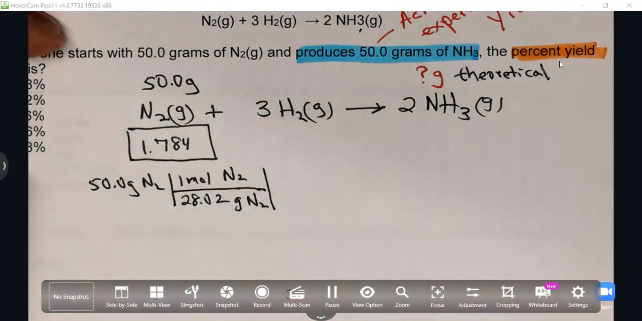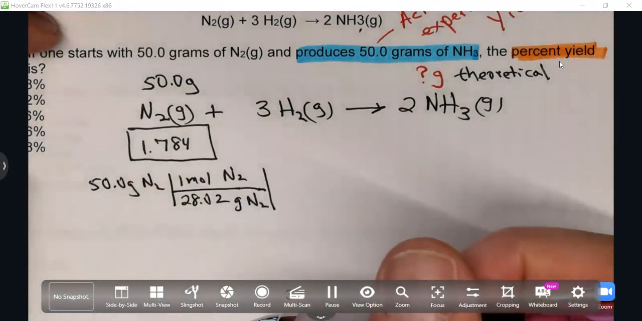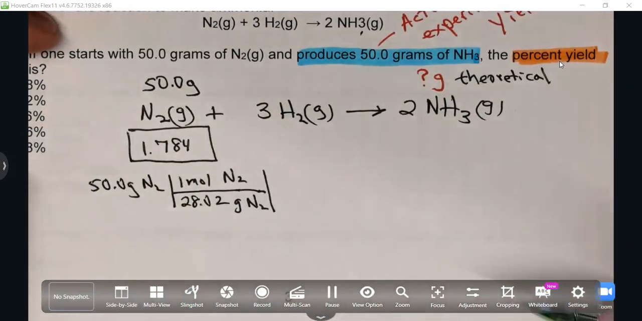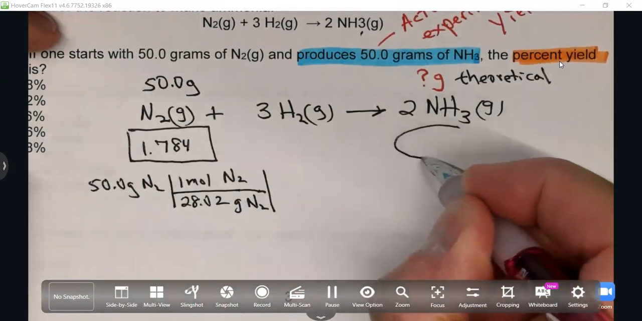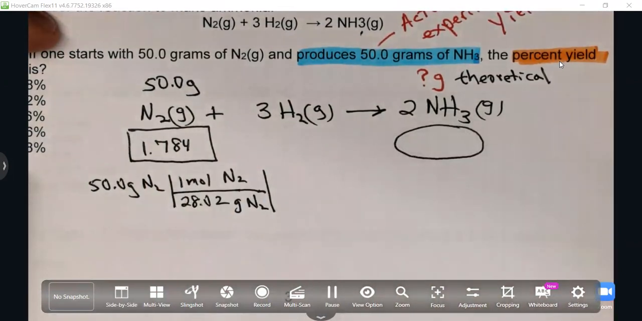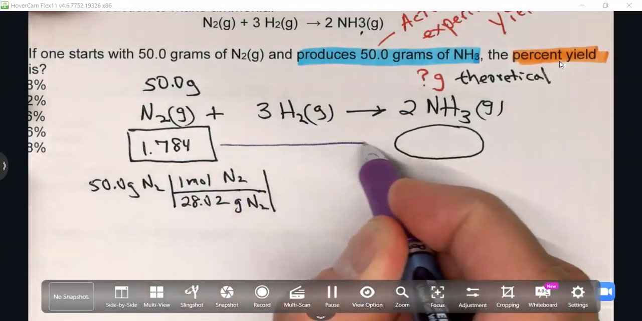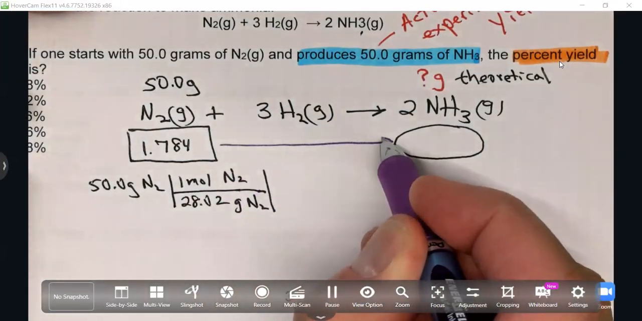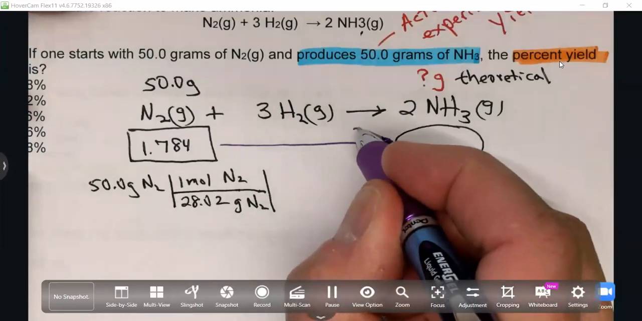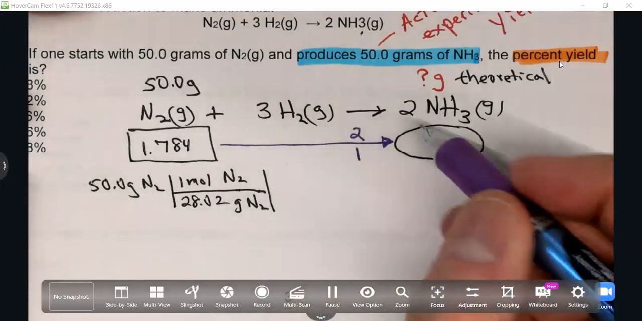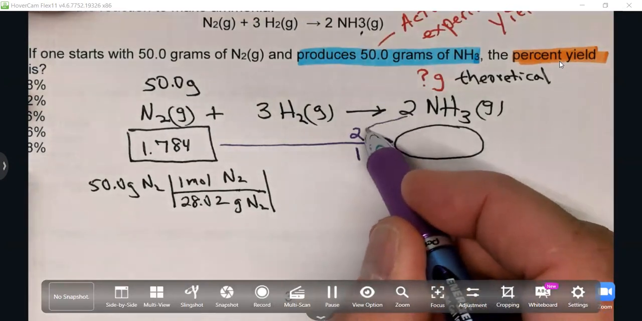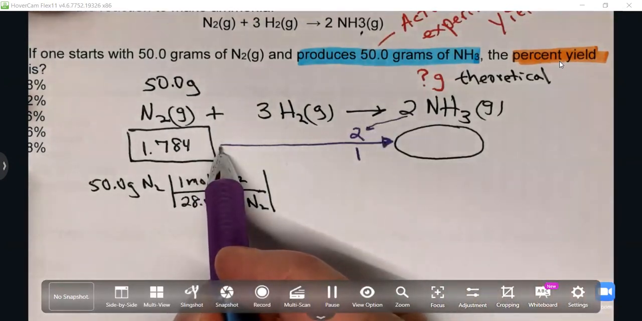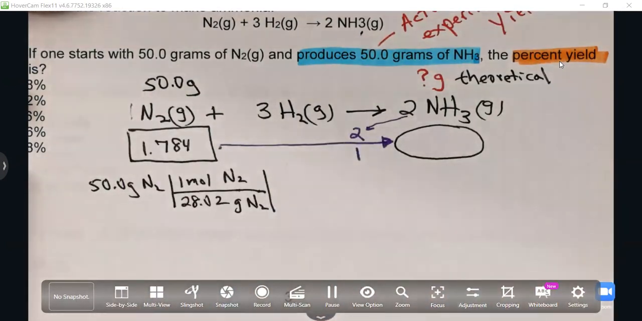We're starting with 1.784 moles. How many moles of NH3 should we produce? What is my mole ratio fraction here? Yeah, 2/1. As soon as you point the arrow, that number goes on top. The start of the arrow, where you started, goes on the bottom. So 2/1. Multiply this by 2.